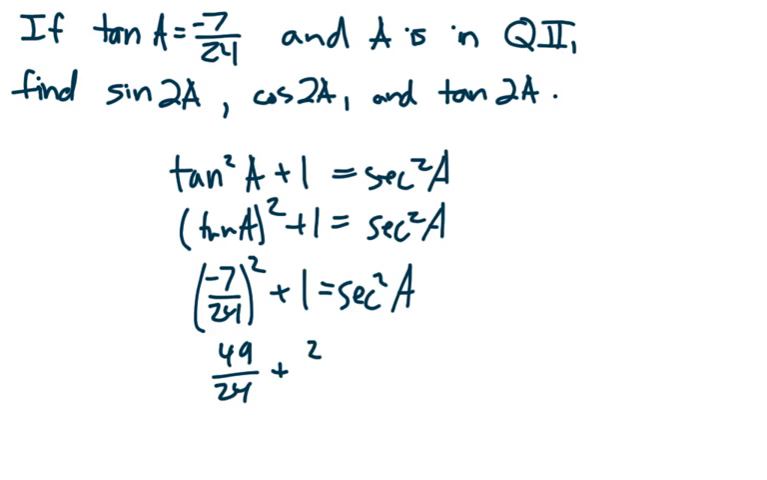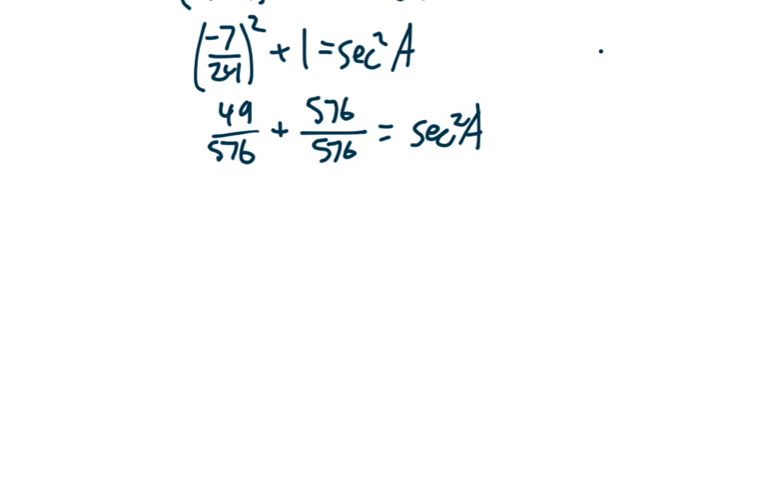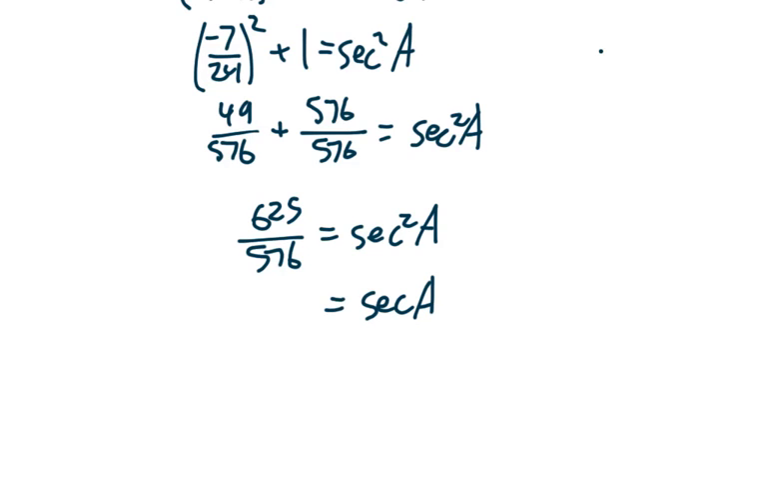Square the top. 24 times 24 is 576. So that's that, which means that 1 isn't going to be 24 over 24. It's going to be 576 over 576. But when you add these things, you should get, if I did this right, 625 over 576. So secant squared becomes secant by taking the square root of both sides.